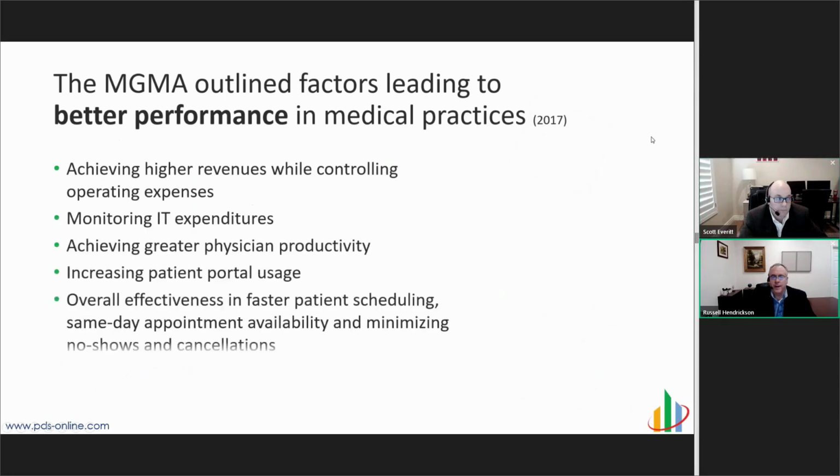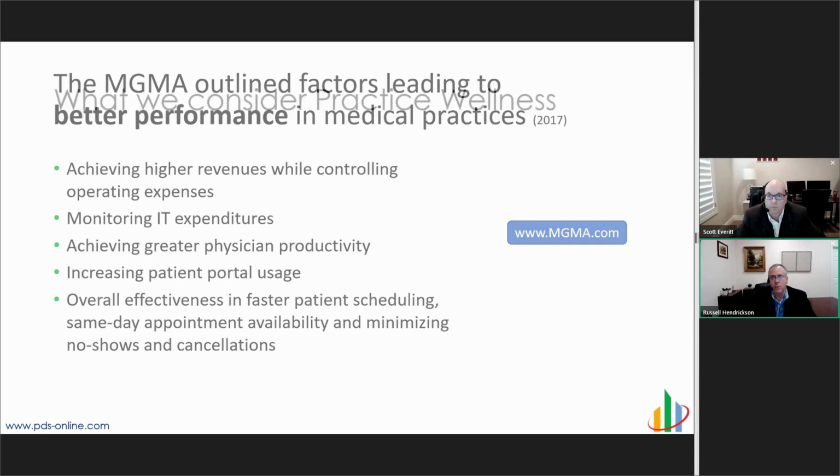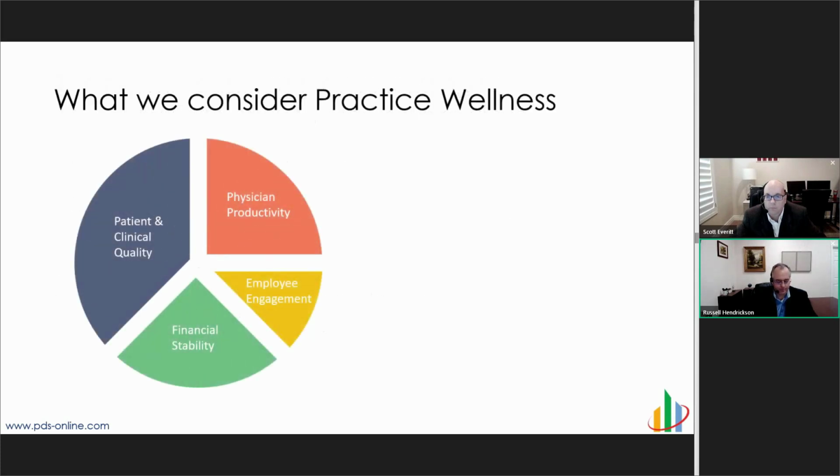The MGMA outlined factors leading to better performance in medical practices in a survey they did back in 2017. For better performance, they looked at things like higher revenues while controlling operating expenses, including IT expenditures. Their third bullet, greater physician productivity, is at the heart of practice wellness, and we're going to talk about that. Then patients using their patient portal, and their last summary item was patient scheduling: faster scheduling, availability, and minimizing no-shows and cancellations. Some good performance ideas here, but how does that relate to practice wellness, Scott?